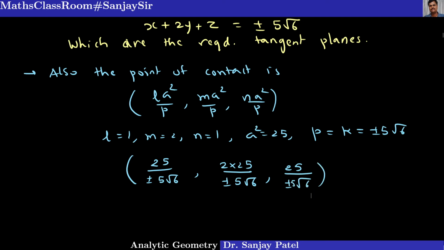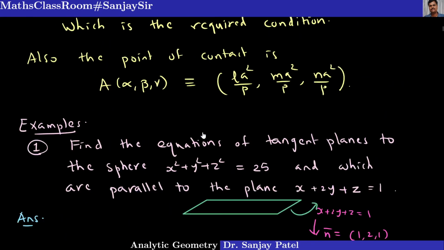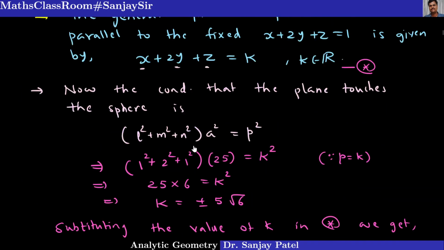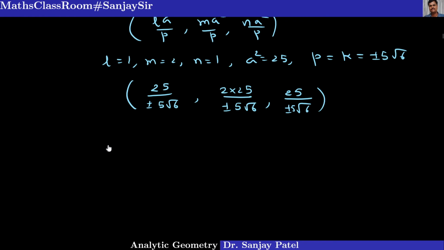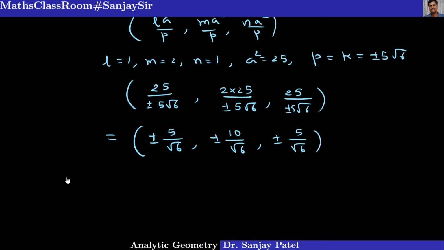So this is the point of contact. I am using this formula LA square upon P, MA square upon P, NA square upon P for the point of contact, and just substituting the values. You can simplify further if possible. So it is plus or minus 5 upon root 6, plus or minus, 5 will be cancelled, so we'll get 10 upon root 6, 10 upon root 6, and here plus or minus again 5 upon root 6. So these are the points of contact.